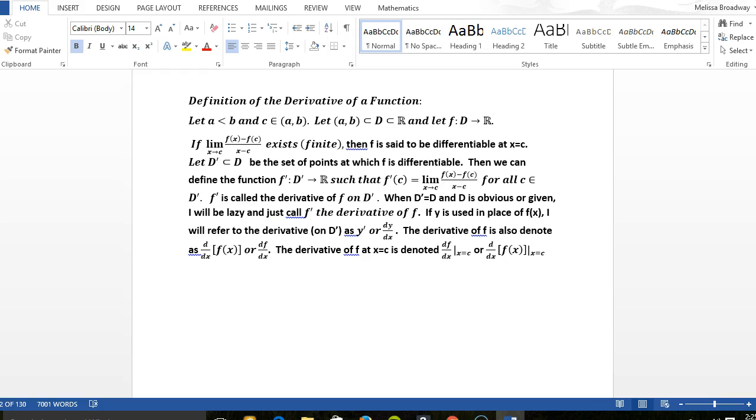Let me give you an alternative definition. There's another way I can write this limit right here where my cursor is. I can write it as the limit as h goes to 0, where I replace x with c plus h, and I replace x minus c with h. If x is c plus h, x minus c is going to be h. So I take the limit as h goes to 0 of f of c plus h minus f of c over h.